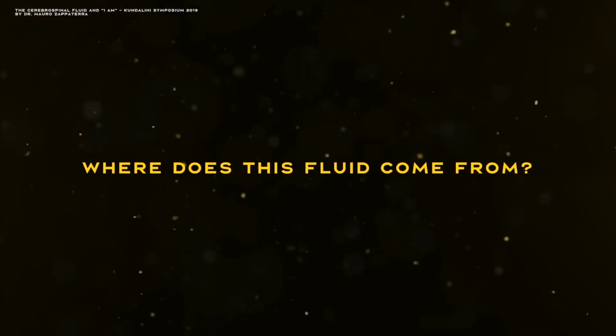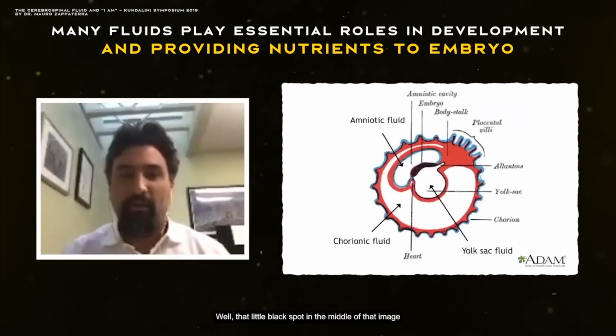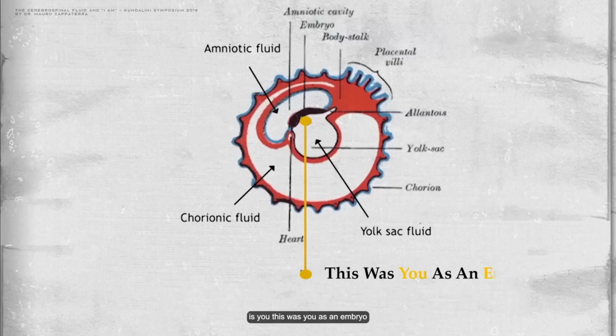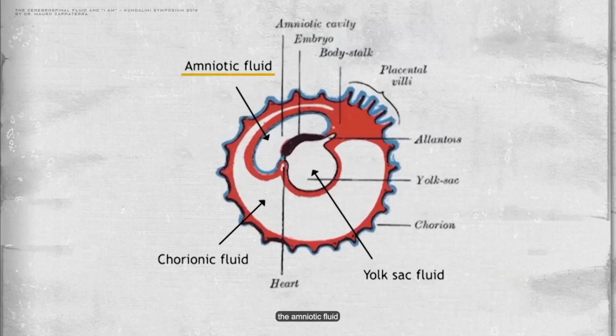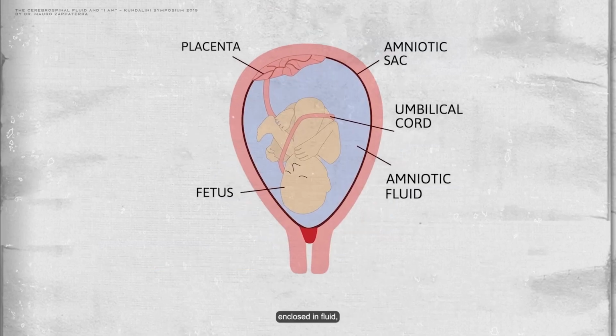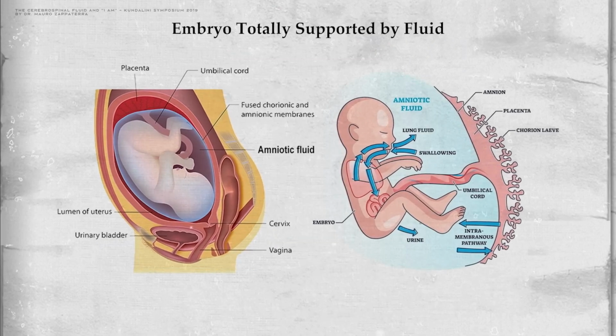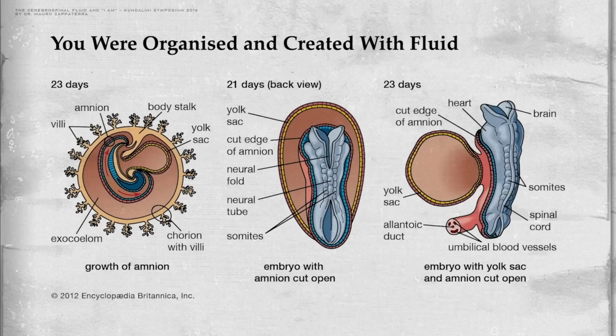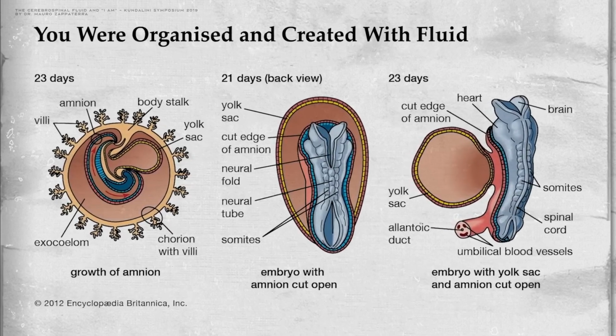So, where does this fluid come from? Well, that little black spot in the middle of that image is you. This was you as an embryo. You can see above that the amniotic fluid. Below that you can see the yolk sac, and all around it you can see the chorionic fluid. Look at how you are essentially developing surrounded by fluid, enclosed in fluid, and totally supported by fluid. You are organized and created with fluid.